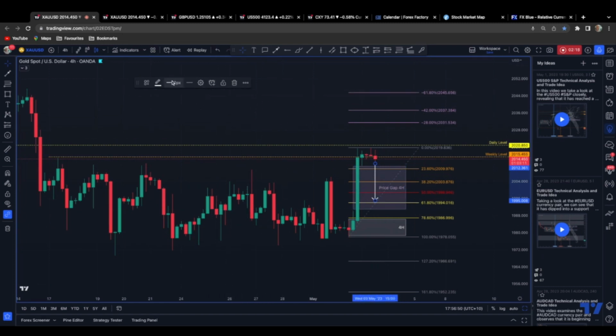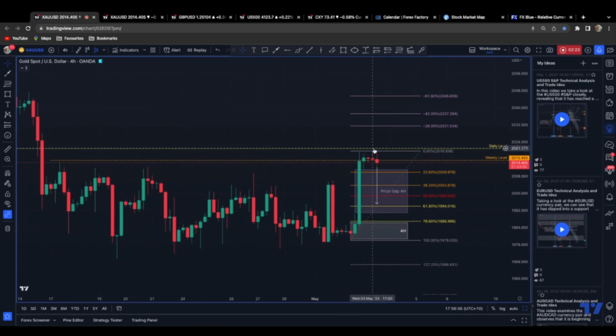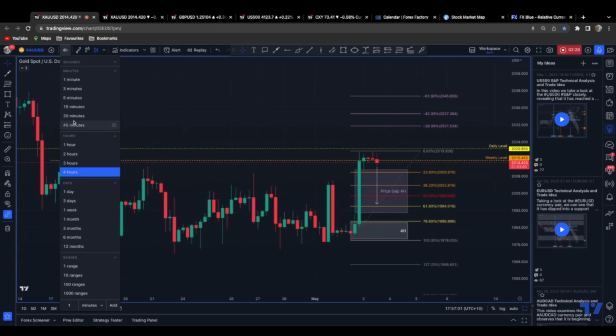So I'm looking for a potential short, but in saying that, I'm not going to jump in willy-nilly, okay? Got to be very careful with these things. So we'll go down to 15 minutes.